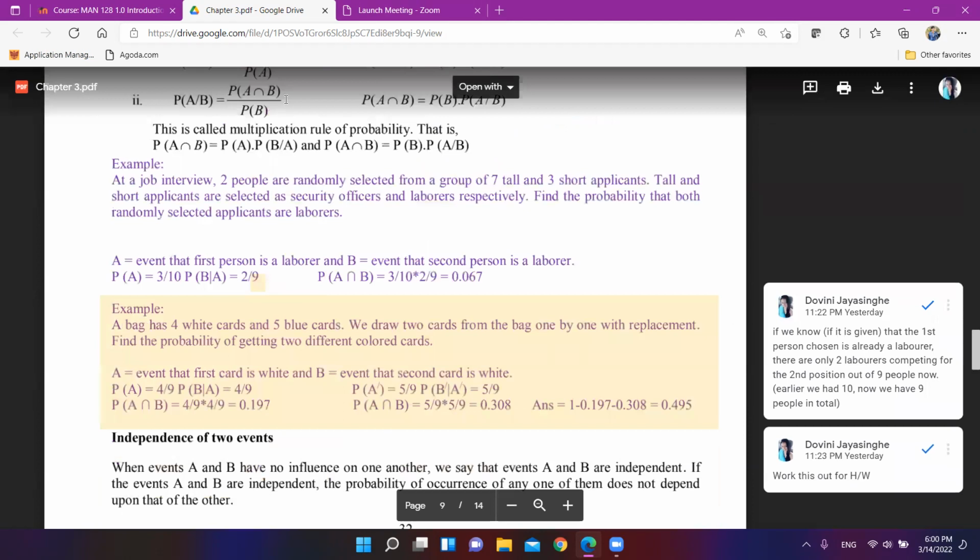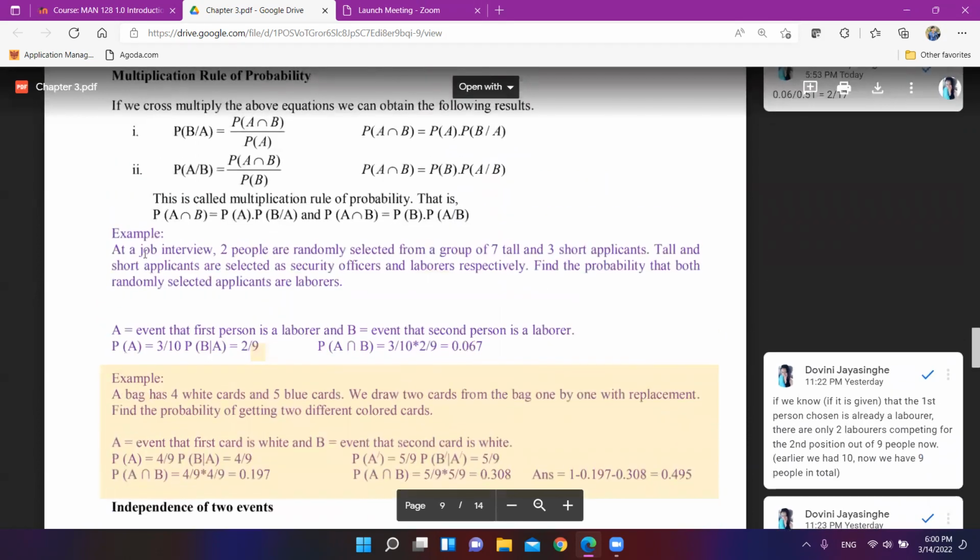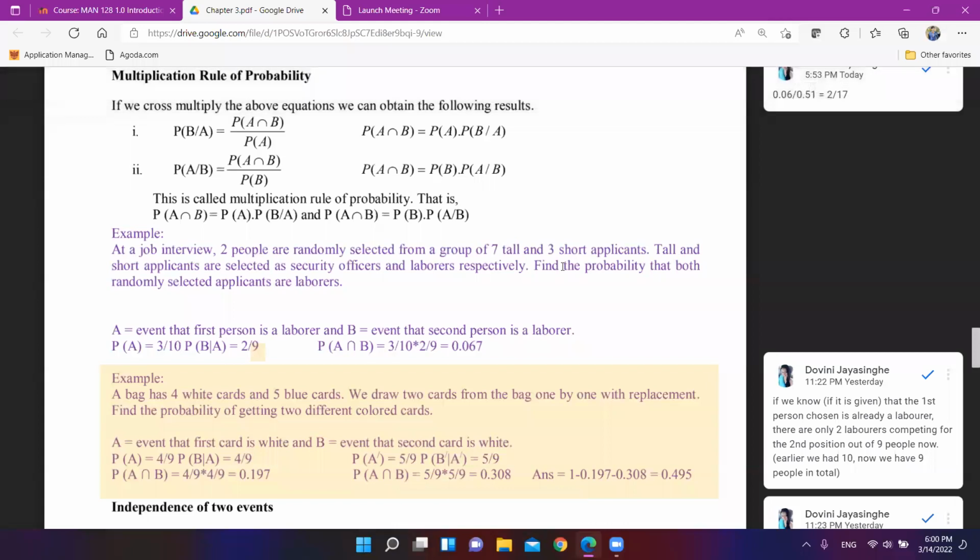Okay. See, this is a nice example, right? Very interesting, nice, and simply workable example. Just concentrate, okay? At a job interview, two people are randomly selected from a group of 7 tall and 3 short applicants. Tall and short applicants are selected as security officers and laborers respectively.